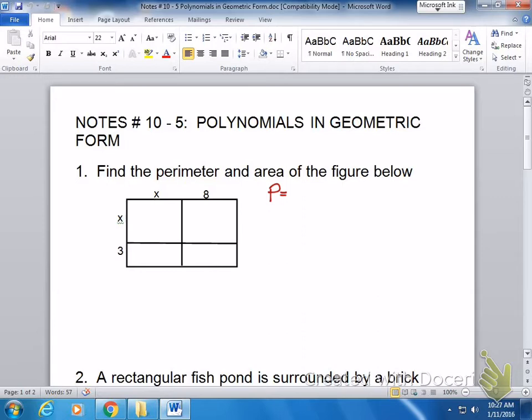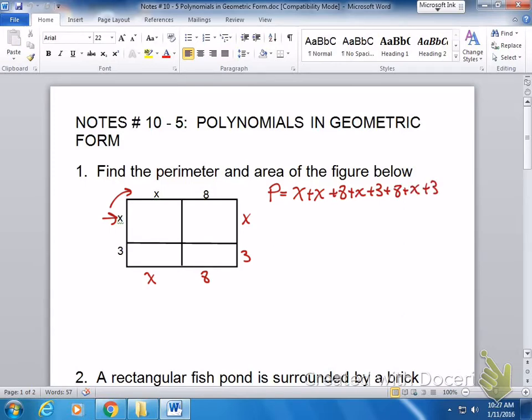It has 2 sides that aren't labeled, but if I look over here, I know that side is x and that side's 3. And this piece is 8, and that side's x. So all I have to do is add those up. So I'm going to start with this x here, and I'm going to work around this way. So I have x plus 8 plus x plus 3 plus x, plus 8 plus x plus 3.